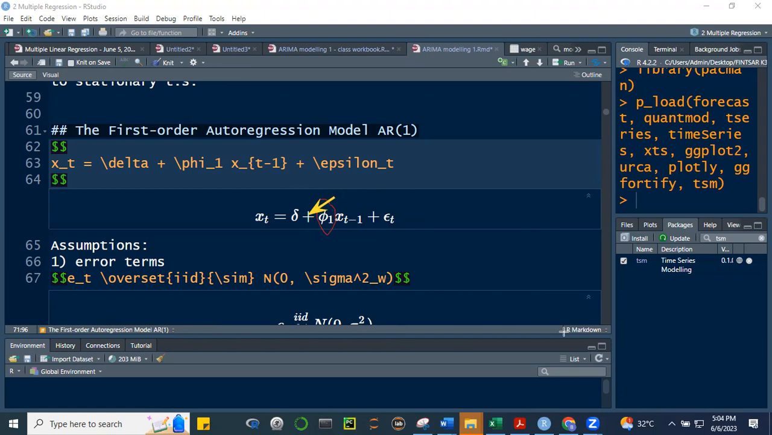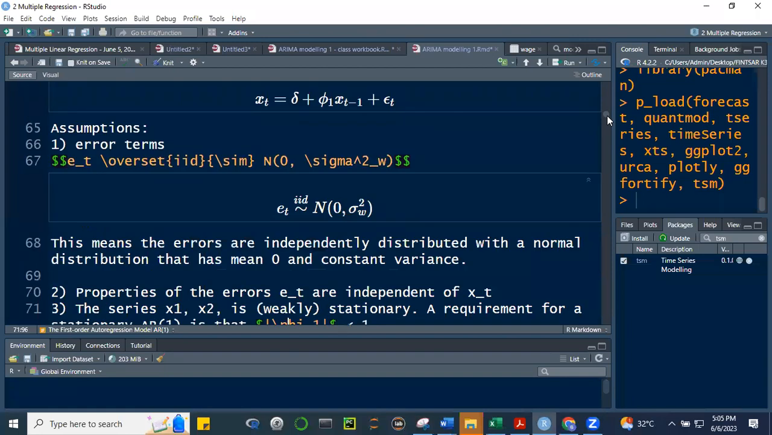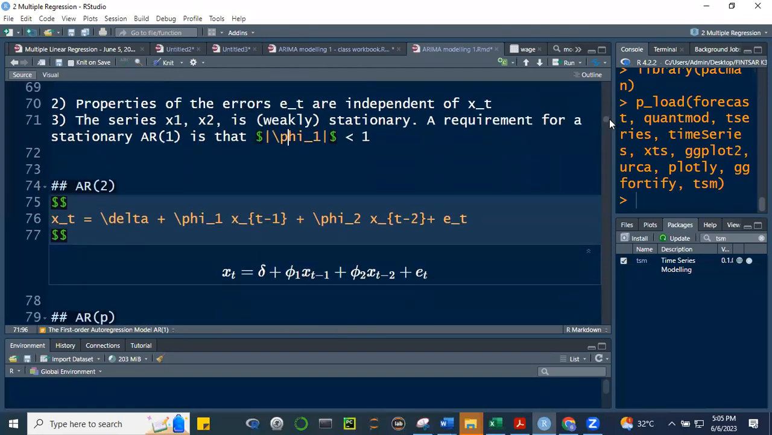Okay, so clear siya. Yung AR1 process natin, yung phi 1 na to, parang B1 natin sa multiple regression, di ba? It's like B1. Kasi yung value na to sa multiple regression is an independent variable. Dito, class, it's a past value, lag 1, ng time series natin mismo. Okay, so we can also come up with this AR2.